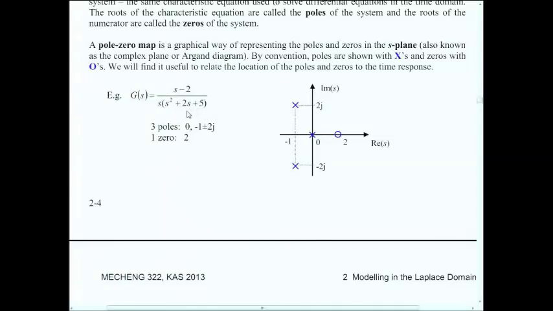Hey, is that the same one that I used in my example? Yes, it is. So yeah, -1 plus or minus 2j is indeed the solution of that. And it has 1 zero at 2, right? s equals 2 makes this top line 0, and on the Argand diagram, or pole zero map, you show the zeros as O's and poles as X's. So there, graphically, that's where the poles and zeros are located for the system.